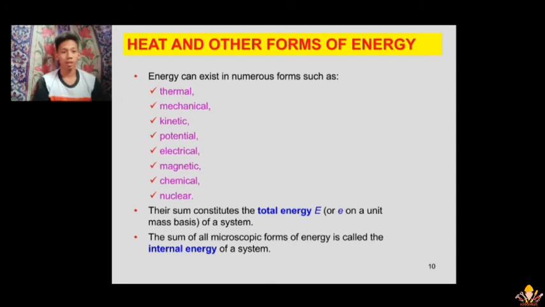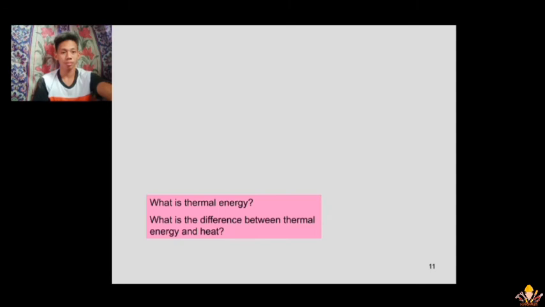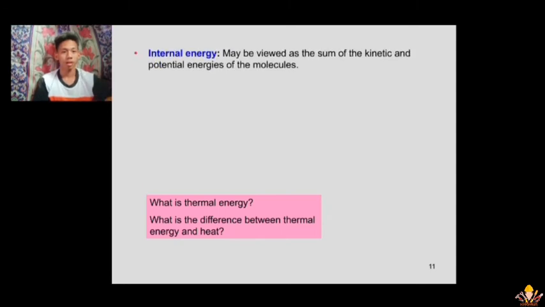Energy can exist in numerous forms such as thermal, mechanical, kinetic, potential, electrical, magnetic, chemical, and nuclear. Their sum constitutes the total energy, E, or e on a unit mass basis of a system. The sum of all microscopic forms of energy is called the internal energy of a system. Internal energy may be viewed as the sum of the kinetic and potential energies of the molecules.